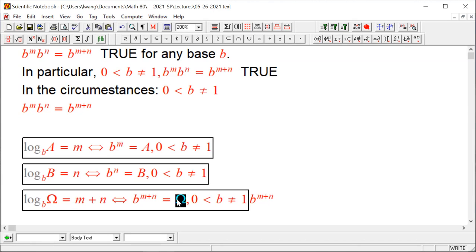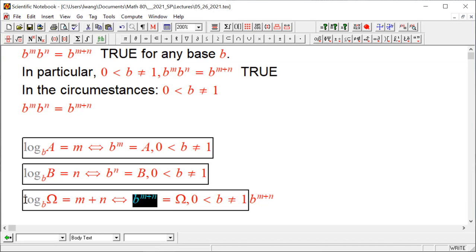Omega, what is omega? How about I just call it omega? Okay, I will keep it as omega. But omega is equal to what? It is b to the power m plus n.